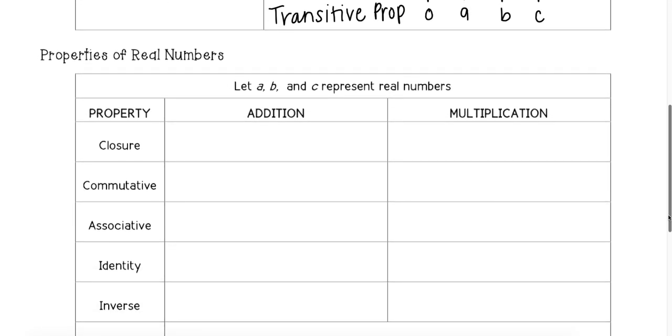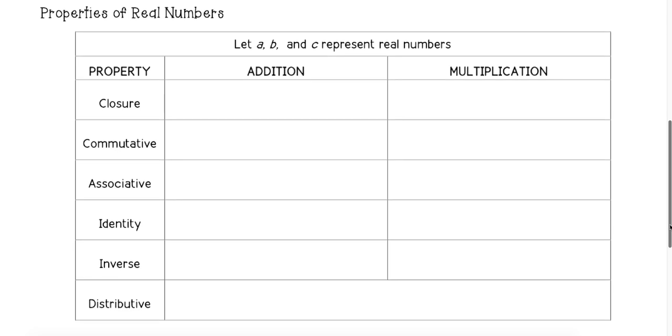All right, scroll it on down. We're going to talk about some more properties of real numbers. So again, our properties could be additive properties or multiplicative properties. That is why we have two columns. It's an additive property, multiplicative property. So the first one is called the closure property. I don't really test on this one, but we will write it down.